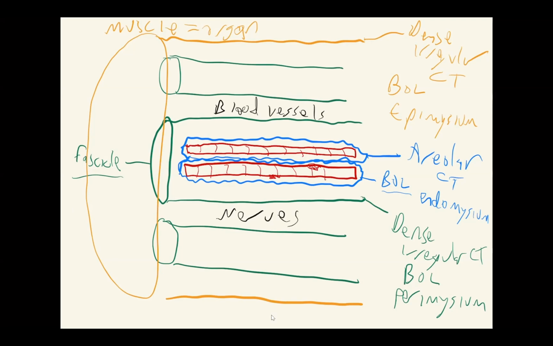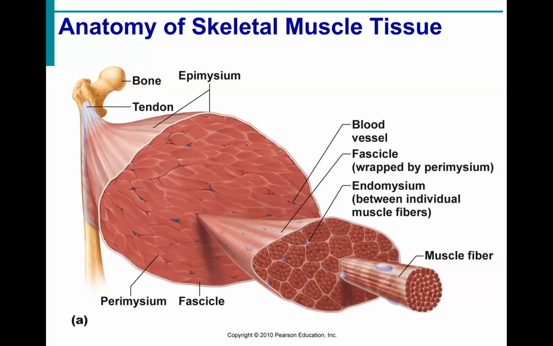But let's go back to the pretty picture from the slide, and we can see this exact same arrangement again. Notice as we take a look here at the slide.